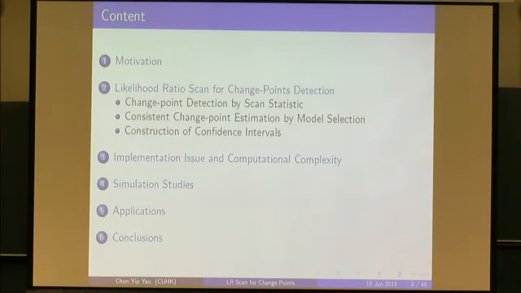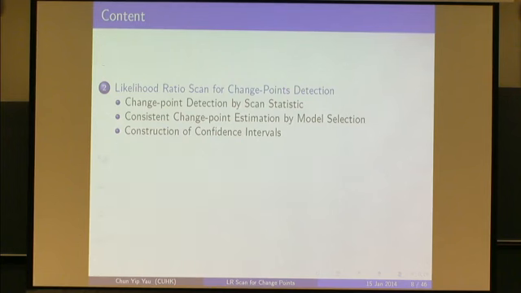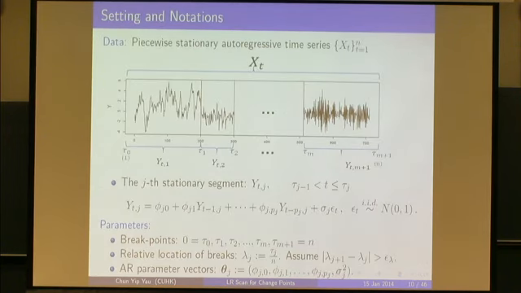It will be a three-step procedure. For the first step, I will use the scan statistic to locate and detect the change points. In the first step, the change points that we locate will be an overestimated set; the number of change points will be overestimated. In the second step, I will use a model selection approach to consistently get the change points. And then finally, I will construct the confidence interval. The setting is that I work on piecewise stationary time series.